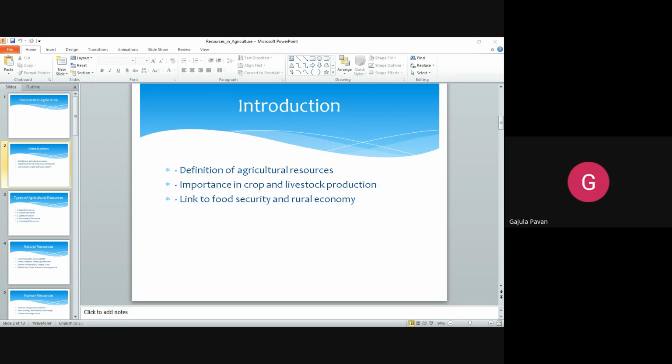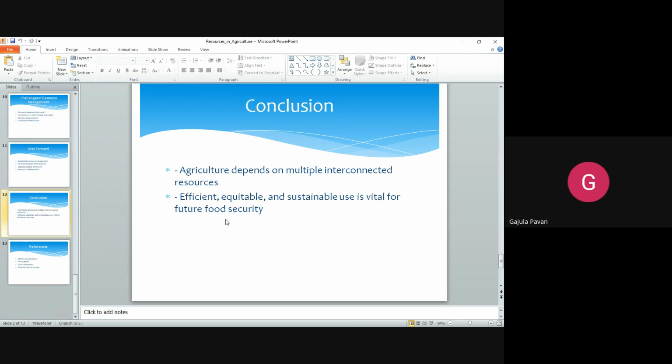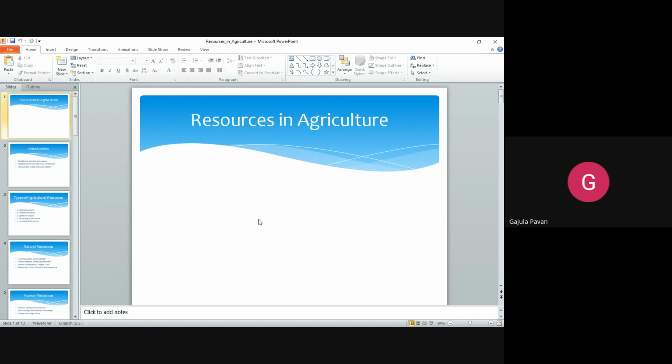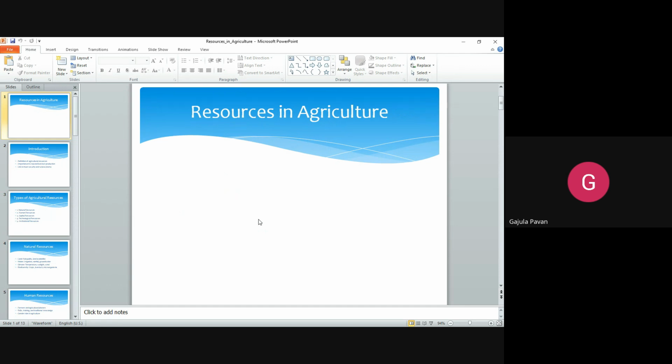Another thing is that efficient, equitable, and sustainable use is vital for future food security. Whatever resources are available in the area, we engage all of them in the activity, allocating them efficiently. We distribute all resources equally in the field, and automatically we get sustainable use for future food security. We have to overcome the future food security challenge. So this is the importance of resources in the agriculture sector.